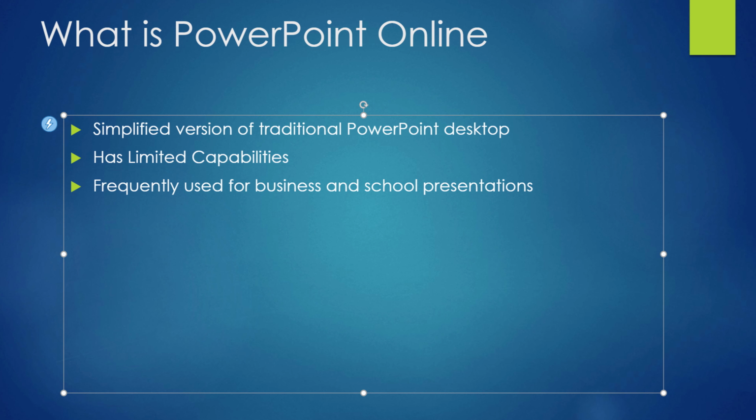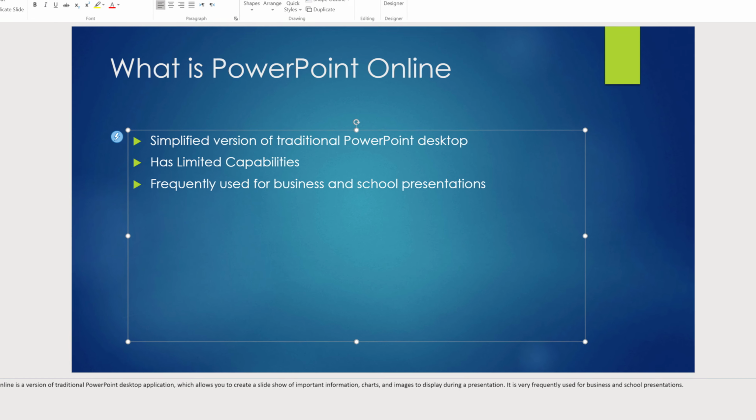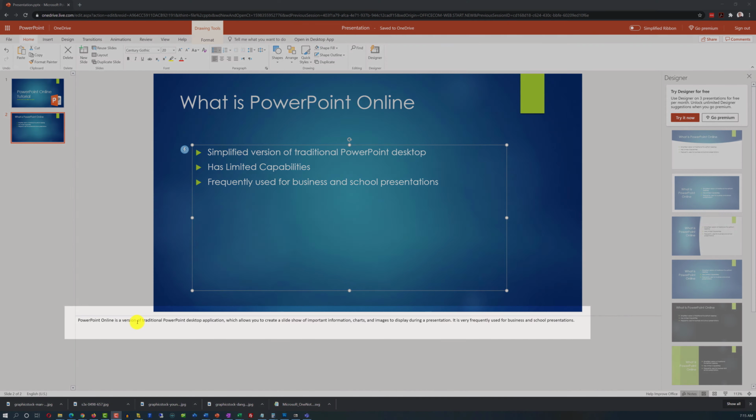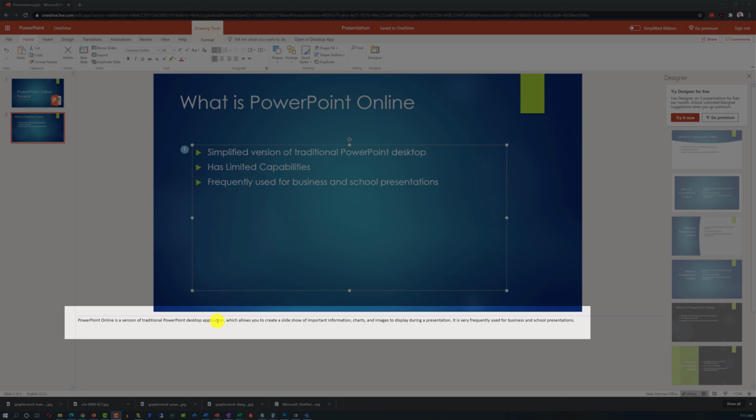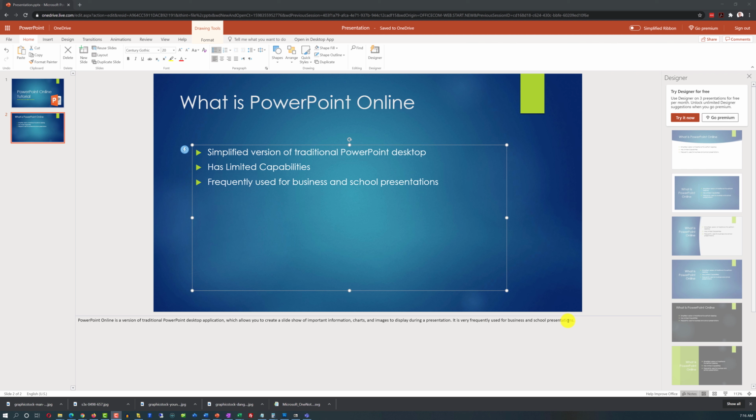Simplified version of traditional PowerPoint desktop. So what is PowerPoint Online? The viewers will be able to read the 3 bullets. Simplified version of traditional PowerPoint desktop. Has limited capabilities, frequently used for business and school presentations. And I will be able to enhance the presentation by reading the text from the notes. And I'm going to say, PowerPoint Online is the simplified version of the PowerPoint desktop application, which allows you to create a slideshow of important information, charts and images to display during the presentation. It is very frequently used for business and school presentations.